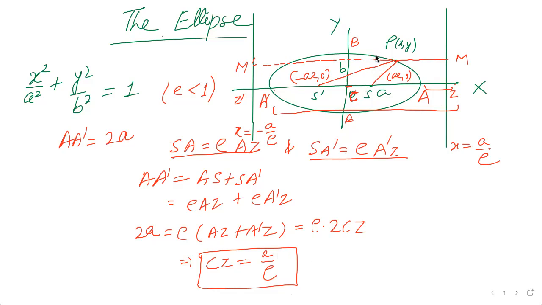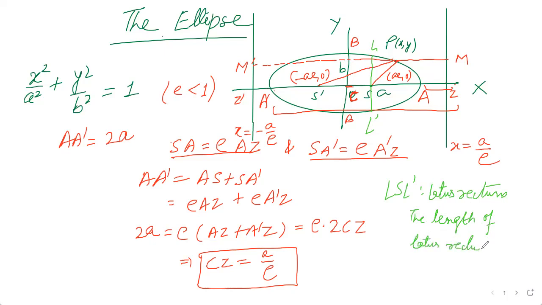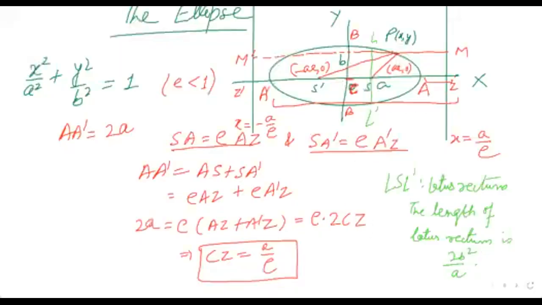Suppose I am taking this line, it is L, S, L dash. This L, S, L dash is called latus rectum. And the length of latus rectum is 2b square upon a. Okay, 2b square upon a is the length. So in this way you can find all these things.